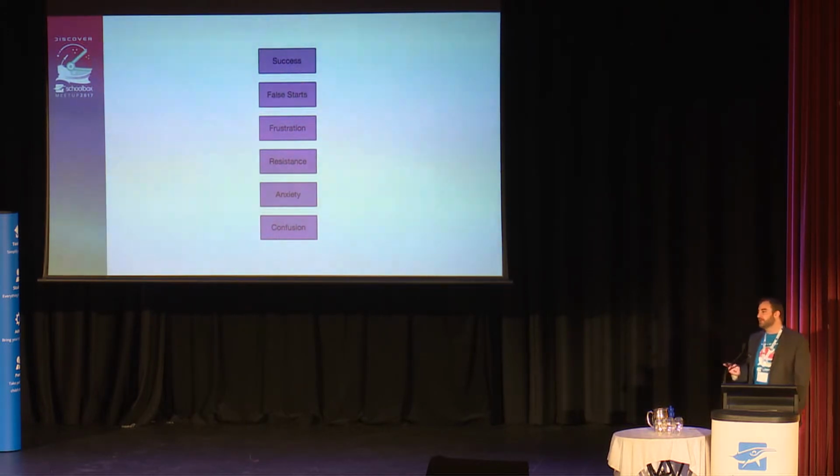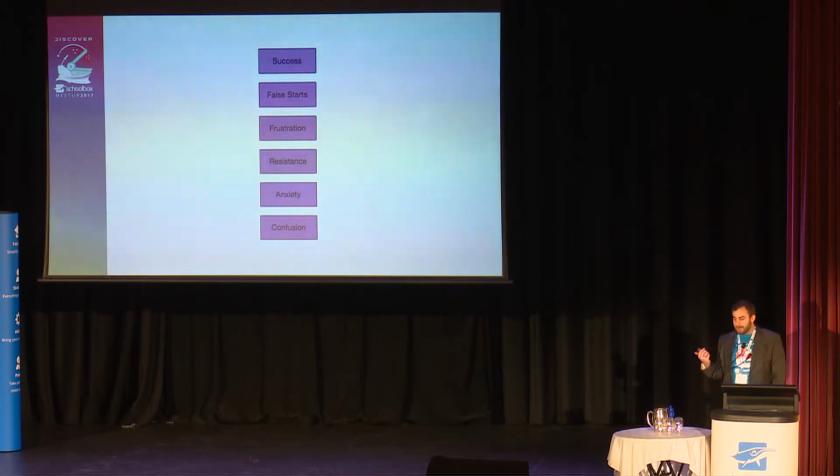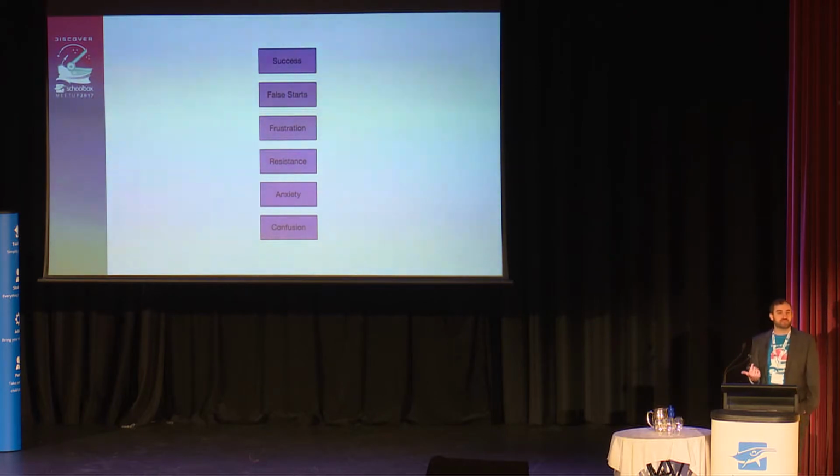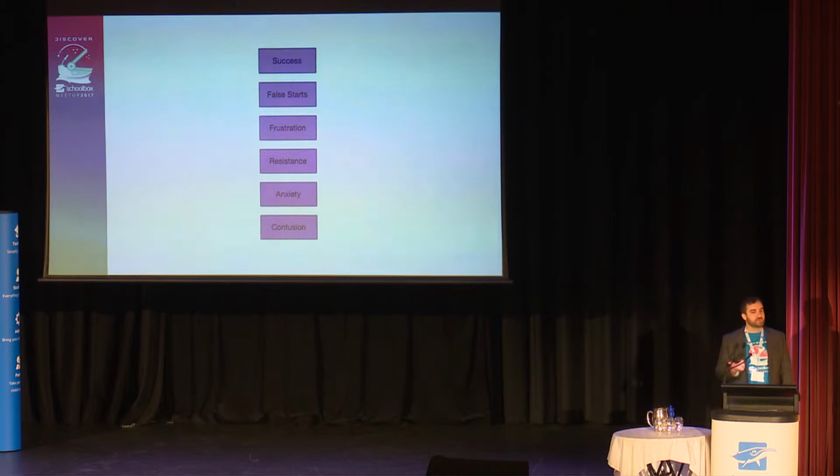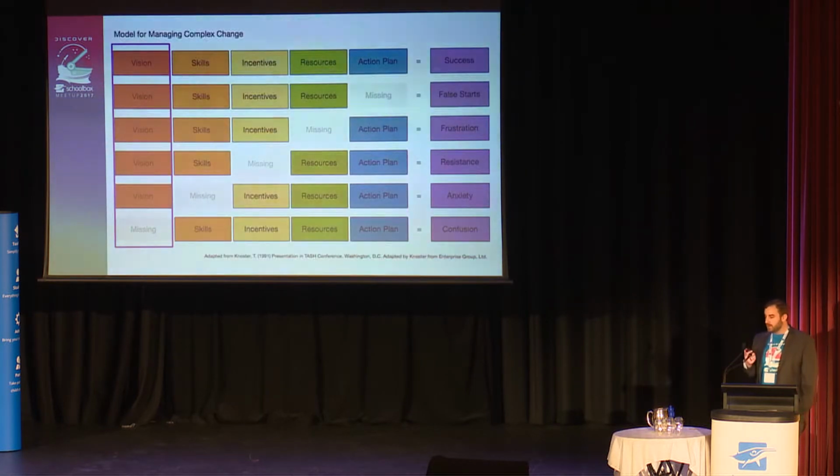Obviously, the ultimate thing we want is success, and success is what we aim for in our change. But when you look at these other things, a lot of what we see from our staff are frustration, is anxiety, is confusion, and this is one of the key things. And when we look at change management, is we have to try and alleviate those stresses, those things that are there. So what I thought I would look at today is a model for managing these complex changes.